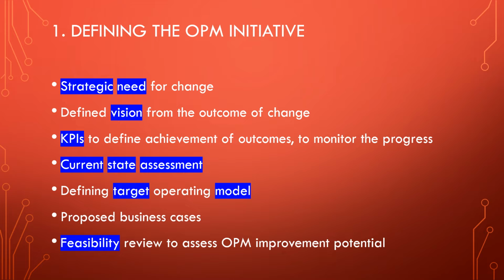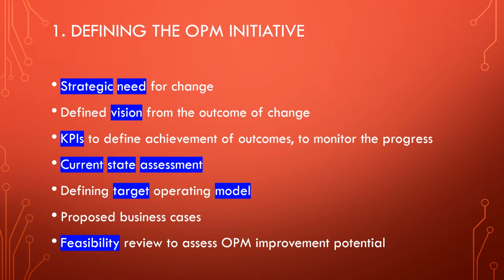There should be a defined vision for the outcome of change. Actually, you need to have KPIs to define achievement of outcomes and to monitor the progress. And you have to do the current state assessment, and you have to define your target operating model. You need to have a proposed business case, and you need to do a feasibility review to assess OPM improvement potential. So these are the foundations of defining an OPM initiative, right?